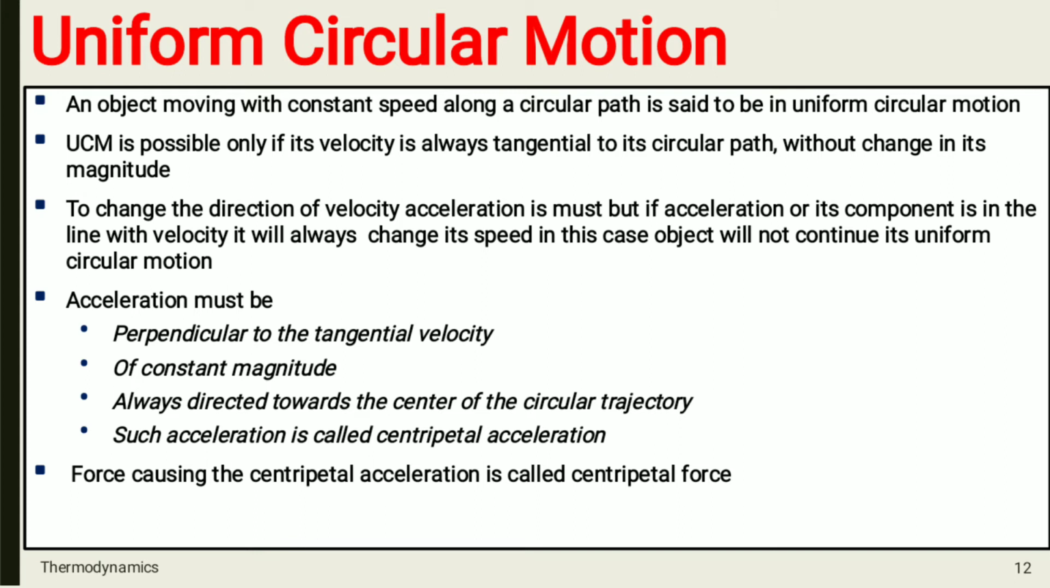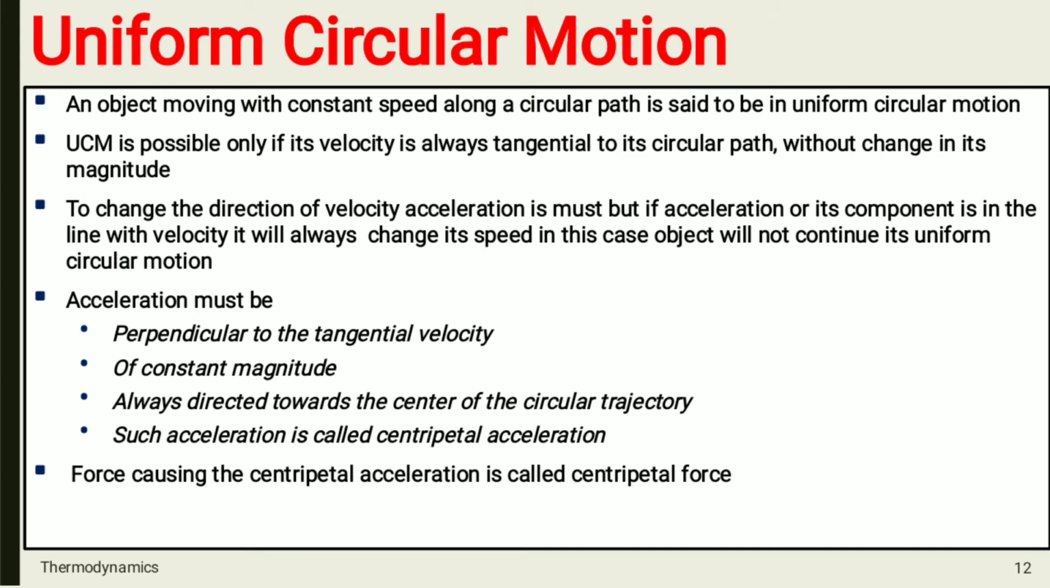Why centripetal? Because it is directed towards the center of the circle, or the center of the circular trajectory. And the force causing the centripetal acceleration is called centripetal force. Now, what is meant by circular motion? Circular motion is the motion in which an object is moving with constant speed along a circular path. That is called UCM, or uniform circular motion.